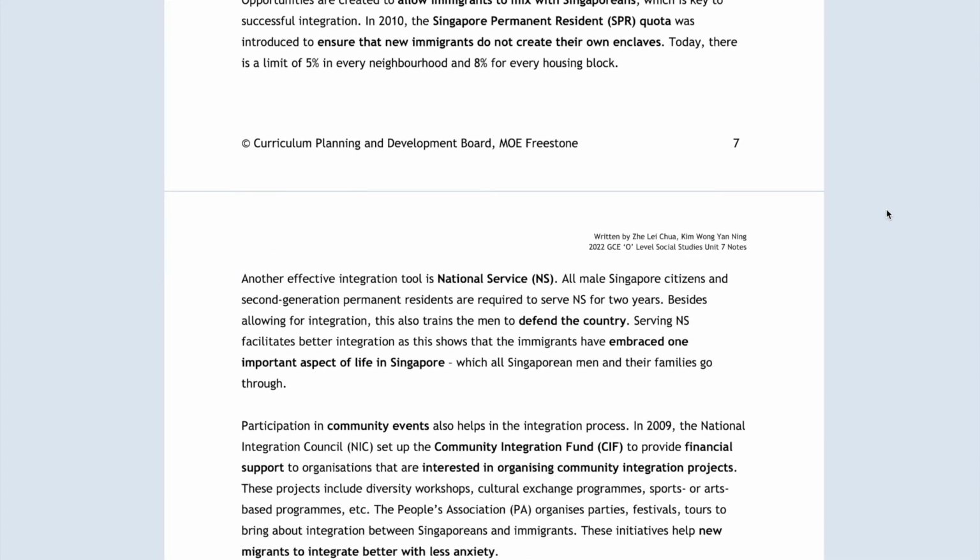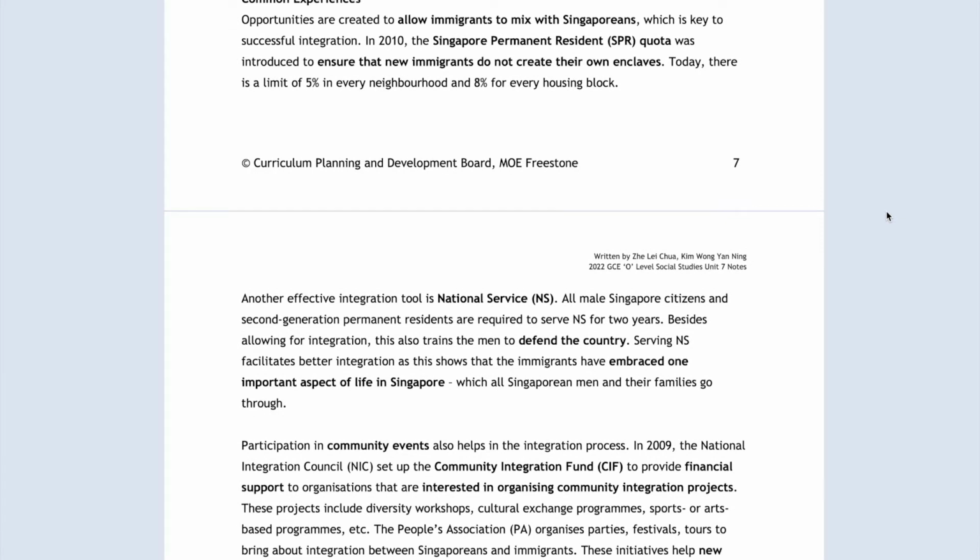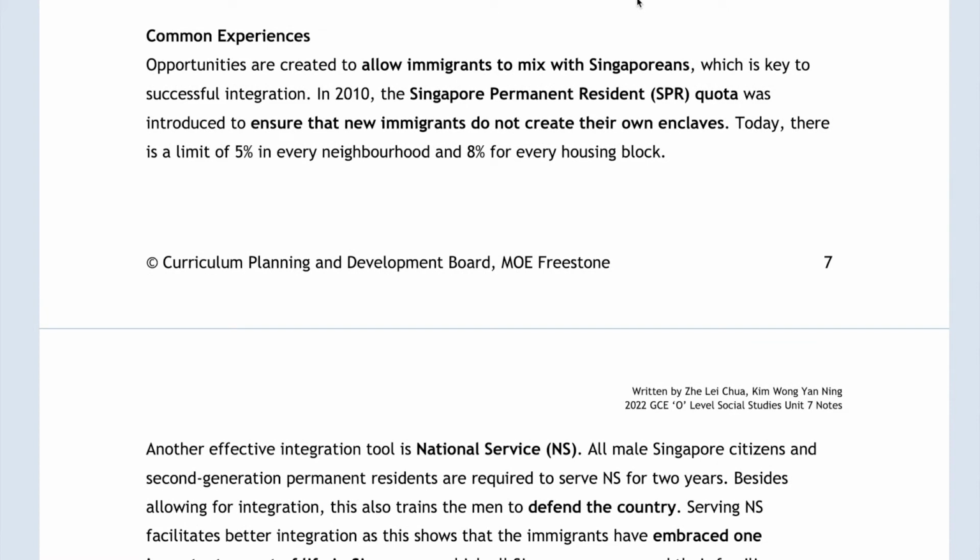So there are certain common experiences that form opportunities for us to interact with one another. Just now we had the Ethnic Integration Policy. There is another, similar policy just for permanent residents, called the SPRQ, the Singapore Permanent Resident Quota. This was introduced in 2010. Same thing, it is there to prevent new immigrants from creating an enclave within one of our HDB estates. Today it is around 8% for every housing block and 5% of new immigrants in every neighborhood. We just want the immigrants to be able to mix together with the Singaporeans who are already living here.